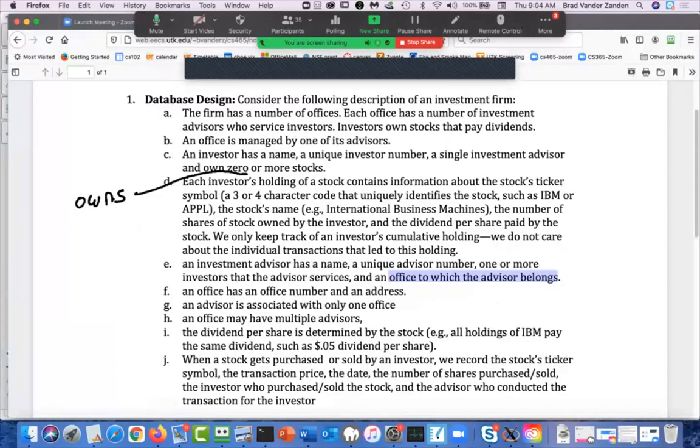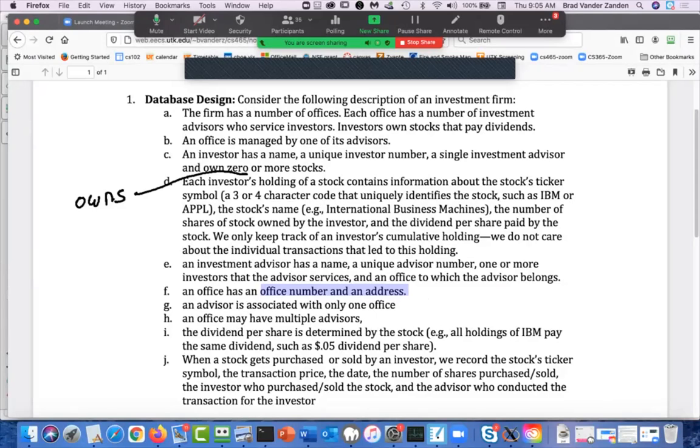Okay, so now we've exhausted E, we can move to F. An office has an office number and an address. That's not giving us anything other than descriptive attributes for an office. The office number is actually going to be a key. The address is going to be a descriptive attribute. So that's nice, but it doesn't really give us a whole lot of information about the ER diagram because, again, I'm not asking you to put the attributes into the ER diagram. It's just going to clutter it up too much.